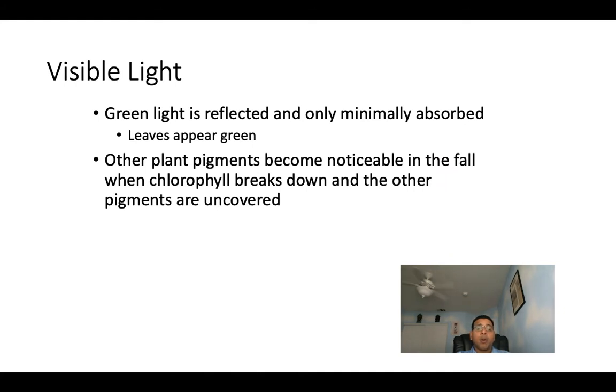Before we jump forward, again, I want you to remember green light is reflected and only minimally absorbed. That's why leaves appear green. Same thing with grass. If you're wearing a red shirt, same thing would be with red. Red light is going to be reflected and only minimally absorbed, making the red shirt appear red.